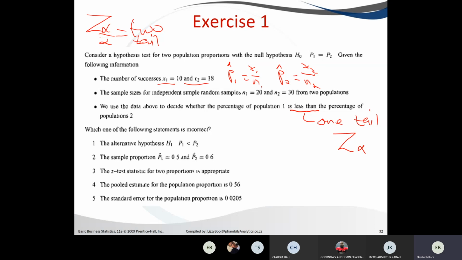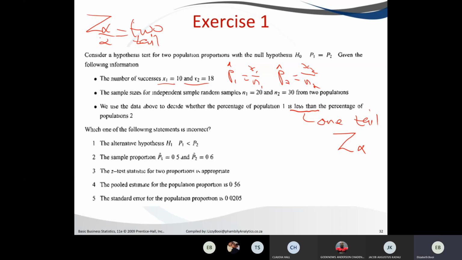But let's look at what the question is asking you. The first option, you need to find the incorrect answer. The first option is asking, what is the alternative hypothesis? Based on the information you just read and based on what I just highlighted, because I gave you the answer right now, you need to say whether that statement is incorrect or correct.